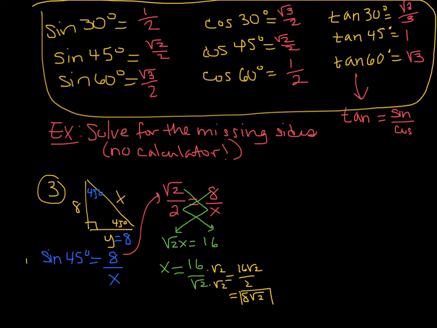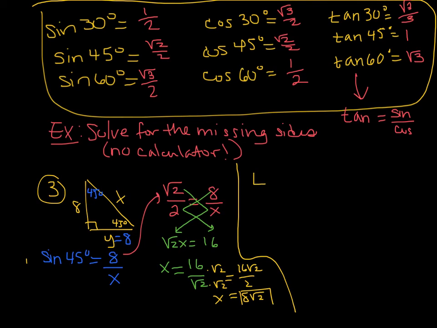So the second method to do this, which actually is a lot shorter, or maybe shorter, depending on what you're good at, is that in the beginning, once you got that y was equal to 8, you actually can figure out x by using the Pythagorean theorem. So both methods would have worked for this problem.